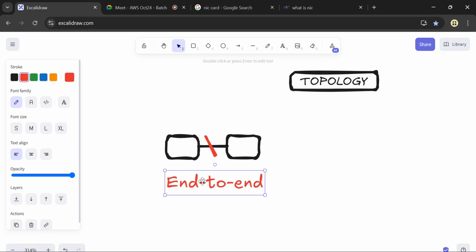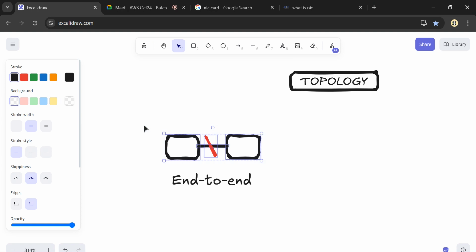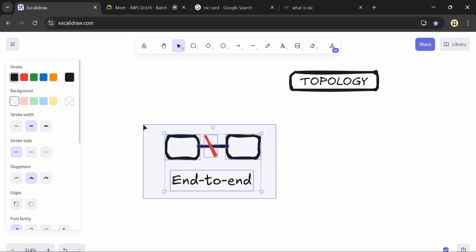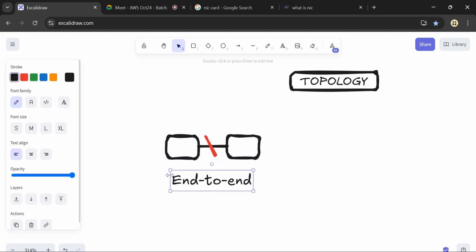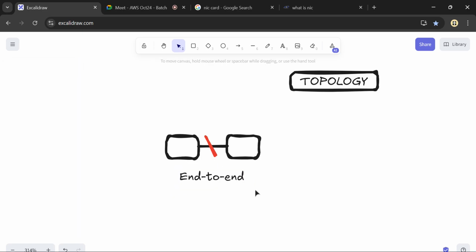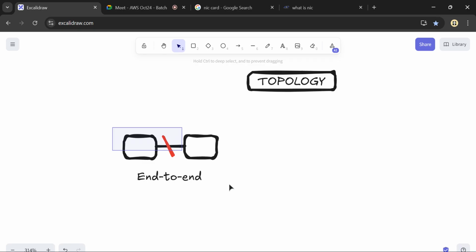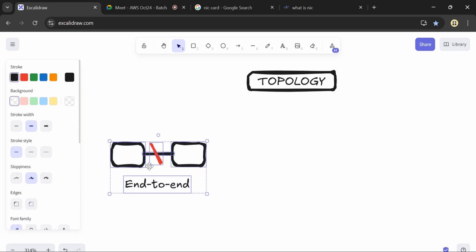Now, what are the limitations of end-to-end? End-to-end devices are connected just one-to-one. So if the cable breaks, then the communication will also break. Let's say I've connected my laptop with my friend's laptop, and if there is some problem with the cable, then I will not be able to connect to his laptop. You may have faced this connection issue. What we usually do is end-to-end: one machine is connected to another machine. This is called an end-to-end connection.